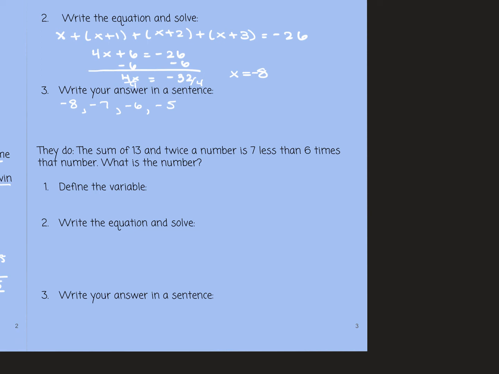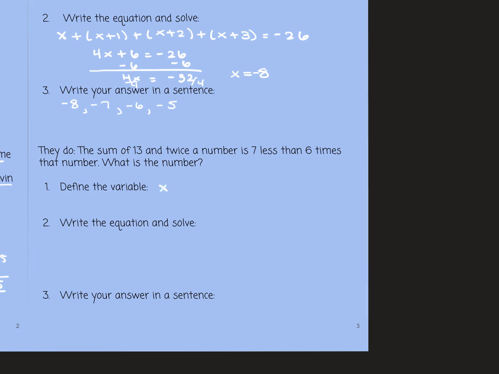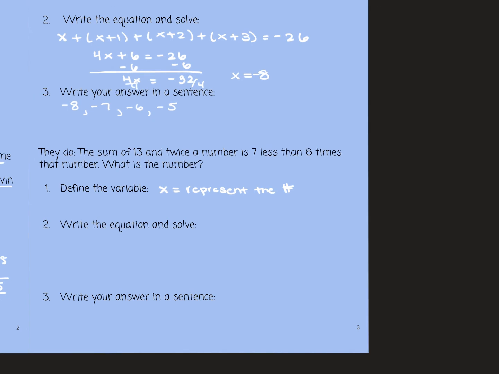So defining the variable, again, we can use x, or you can use whatever variable you like as long as you defined it. So you can let x represent the number. Now let's write our equation. So it says the sum of 13 and twice the number, so 2 times x, we know that is going to be equal to 7 less than 6 times the number. So we have 6x minus 7, because you remember less than is one of those turnaround words.